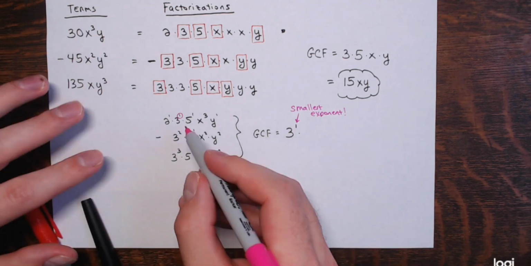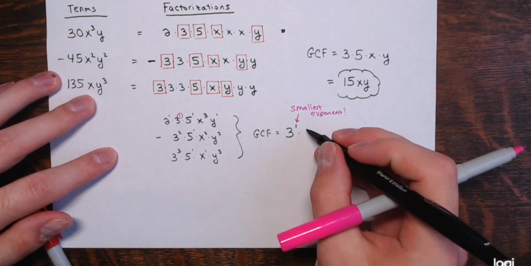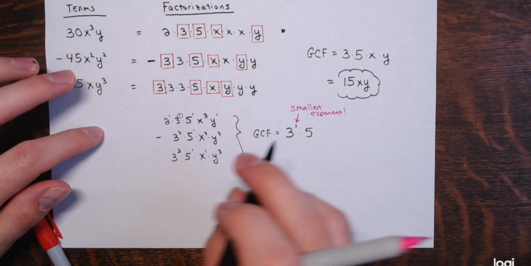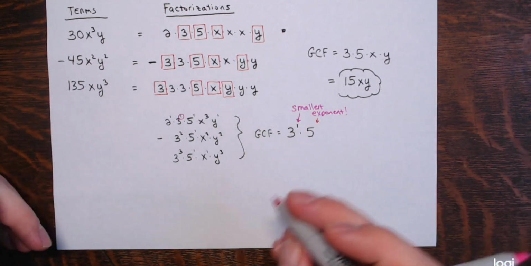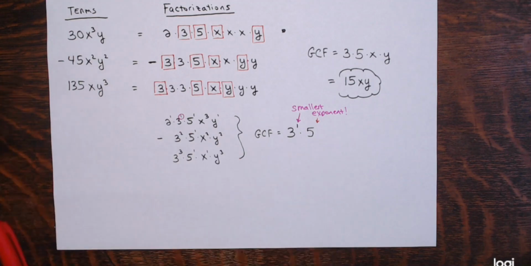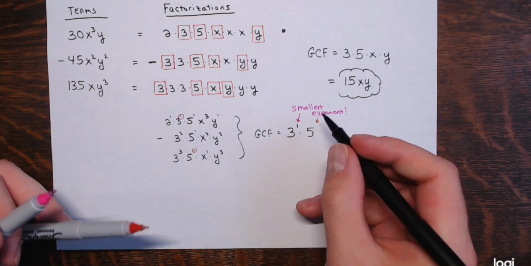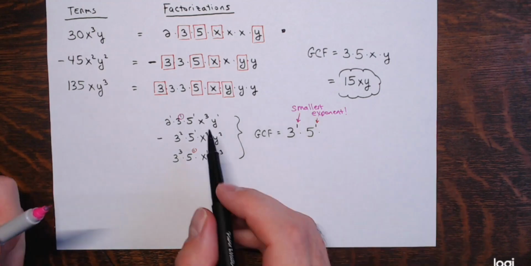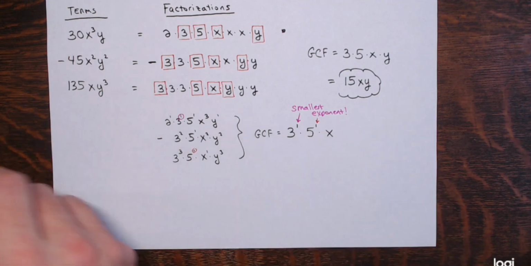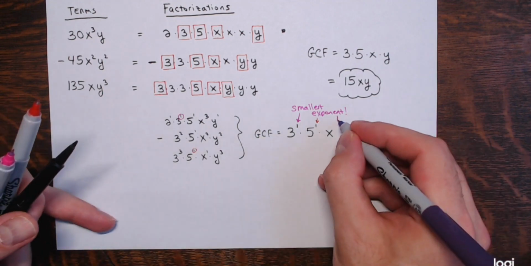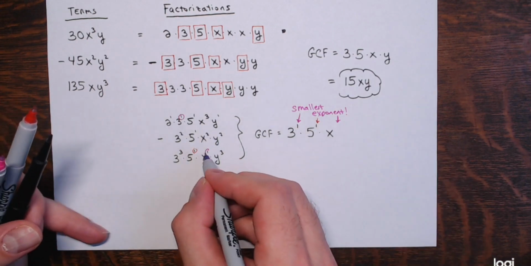And then I notice, again, they all share a 5. Right? So all of them have a 5. So there's going to be 5 to some power. And again, that's going to be the smallest exponent on the 5. Well, the smallest exponent on the 5's is obviously 5 to the first. They all have 5 to the first. And then they all have x. So the greatest common factor is going to have x to some power. And it's x to the smallest exponent on x. The smallest exponent on x is x to the first.